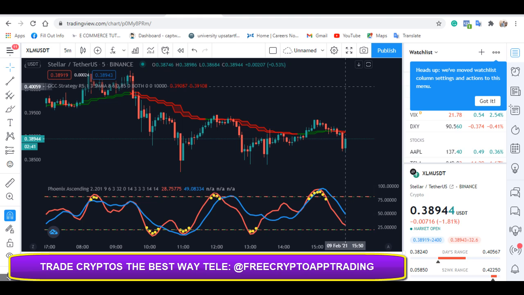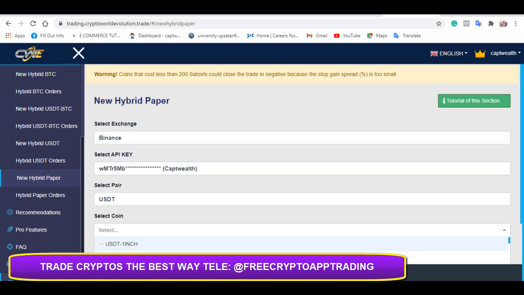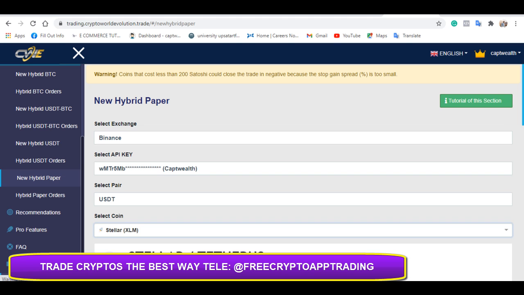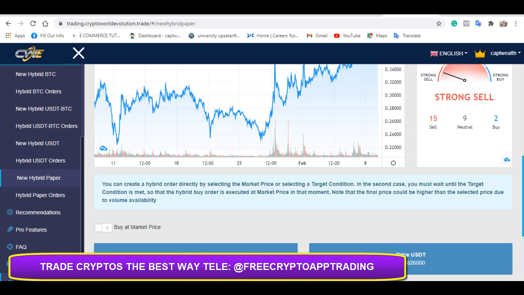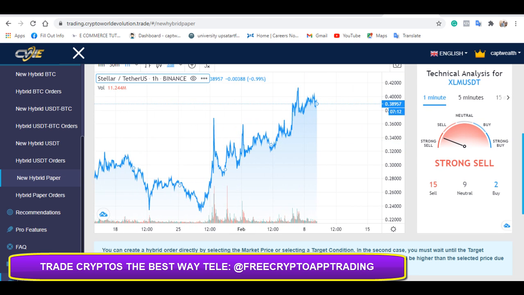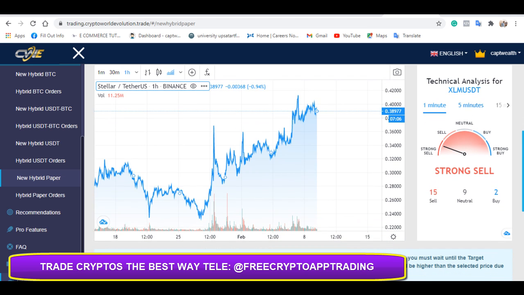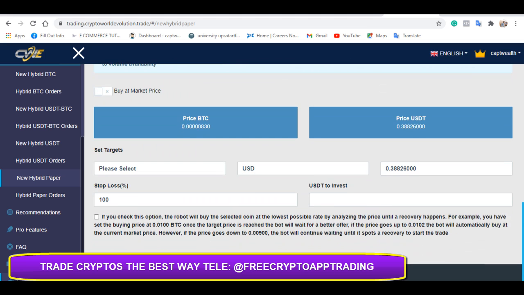What do I mean? Let us go to our crypto world and see XLM. Click on select coin, type XLM, then that is Stellar. Okay, so let's allow it to load. Look at it here. When you see something like strong sell, that is when you are supposed to enter the market. Okay, strong sell. If you even put on 5 minutes, it says sell also. 1 minute is strong sell. In this case, I'm going to trade.